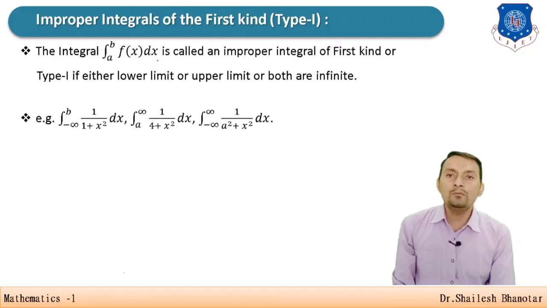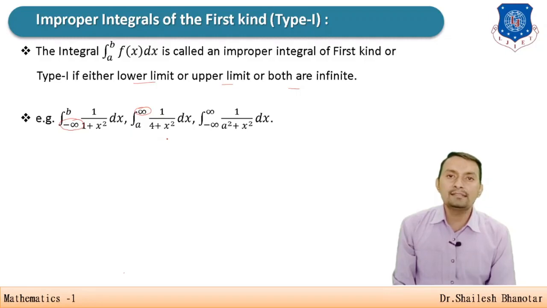The integral a to b f of x dx is called an improper integral of kind 1 or type 1 if either the lower limit or the upper limit or both are infinite. So let us see its example. Here the lower limit is minus infinity, the upper limit is plus infinity, and in the last case both limits are infinite, that is minus infinity to plus infinity. Therefore, these are examples of improper integrals of kind 1.